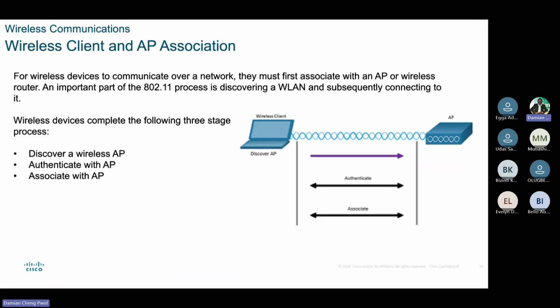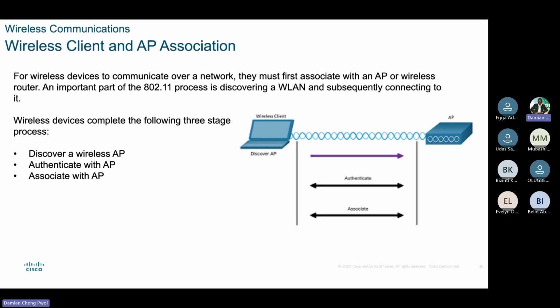features. An important part of the 802.11 process is discovering a wireless LAN and subsequently connecting to it. So you open up your device, you want to connect to a wireless network. You open up your Wi-Fi, you now see options, the various devices that are available within that location. So wireless devices complete the following 3 stages. These are the stages in trying to connect to an access point.